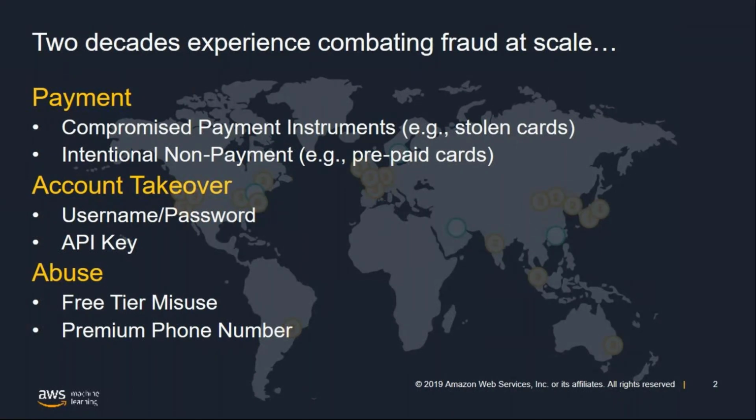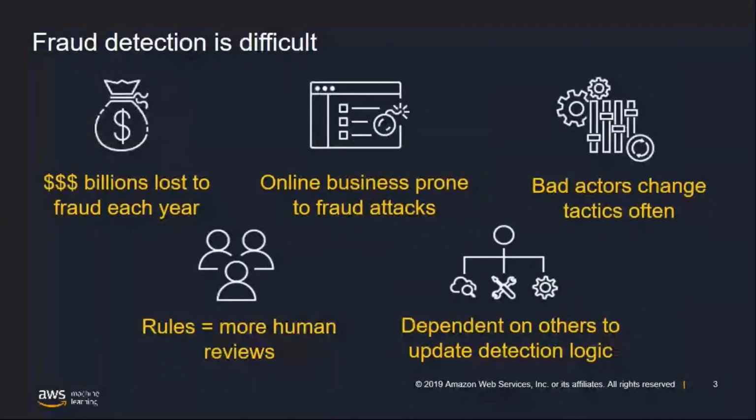And as we've talked to AWS customers over the years, we found that they're facing many of the similar attacks as we do at Amazon and AWS. Fraud detection is difficult for a number of reasons, as evidenced by the billions of dollars lost each year to online fraud. As we spoke to more and more customers about how AWS could help them improve their fraud defenses, we found that many customers were facing the similar challenges that we have faced at Amazon and AWS.